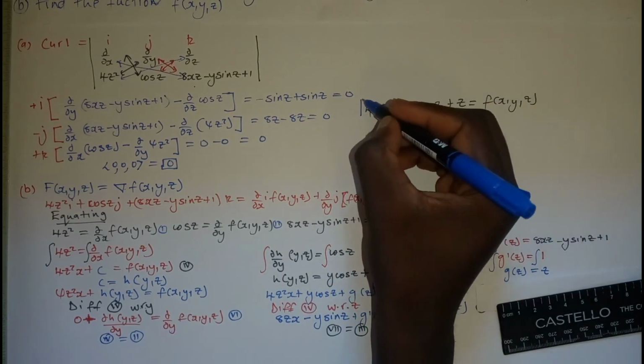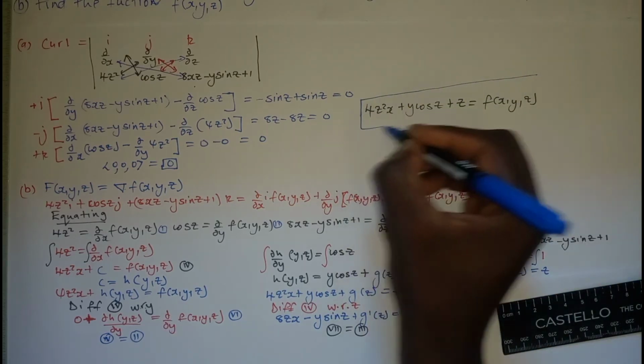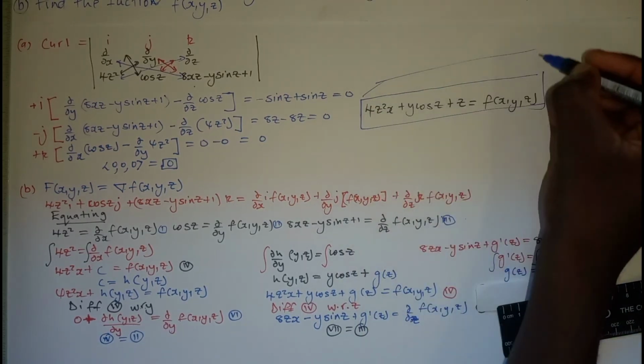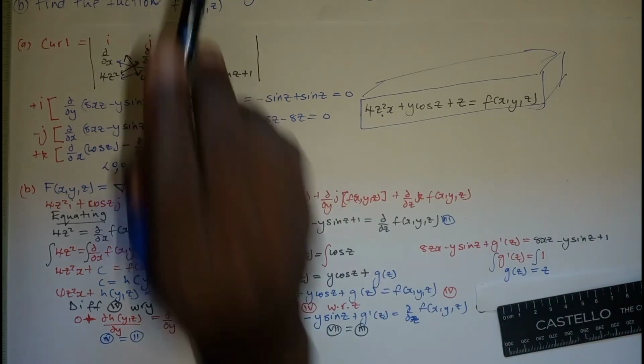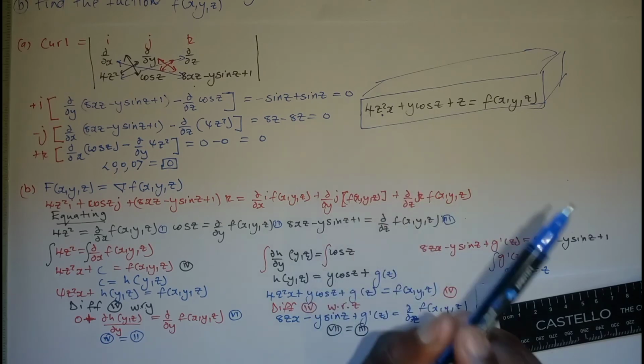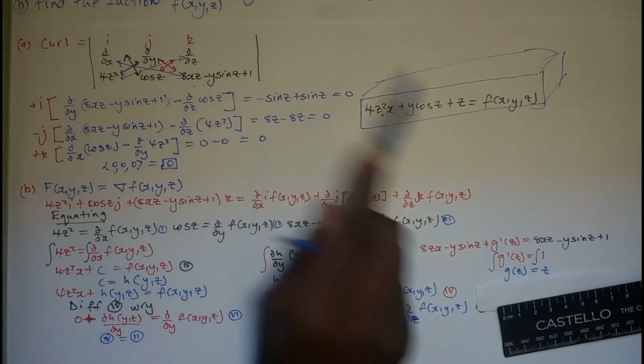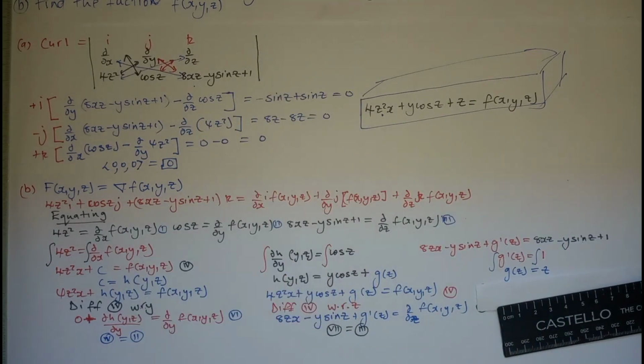And the good thing is we can check to see if our answer is correct. If we differentiate this with respect to x, we're going to have this one. If we differentiate this with respect to y, we're going to have this one. Differentiate this whole thing with respect to z, we're going to have this one. So that means it's correct.